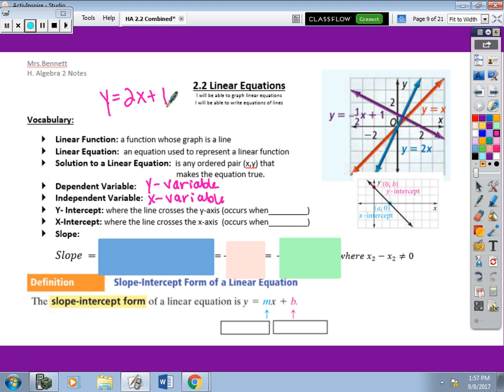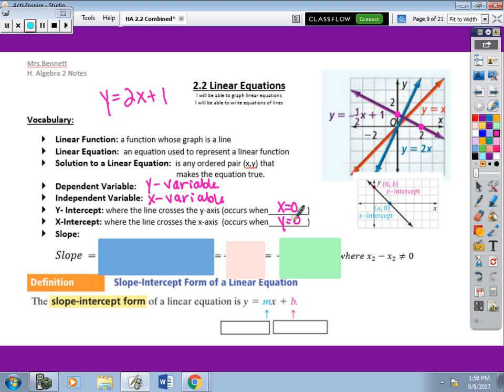Your y-intercept is where the graph crosses the y-axis, and that occurs when x equals 0. So you can see x is 0 and the y value is 1. The x-intercept is where it crosses the x-axis, and that occurs when y equals 0. So it's when the opposite letter is 0.